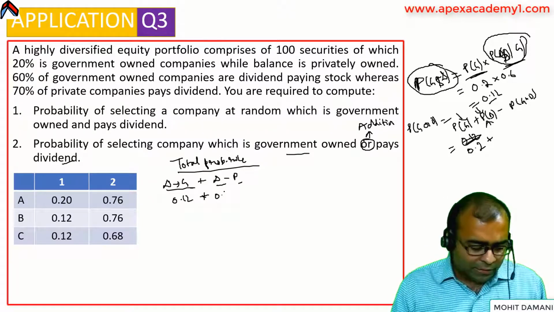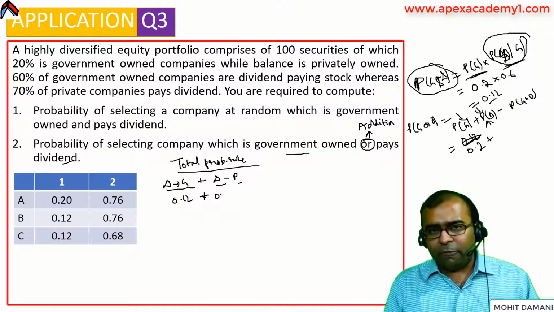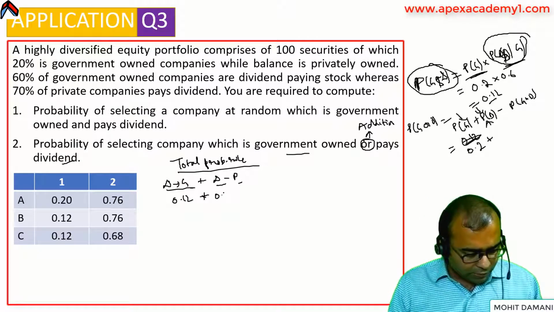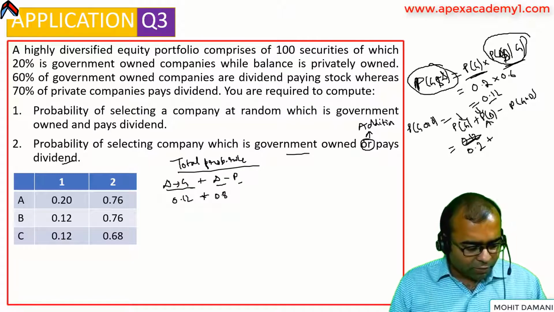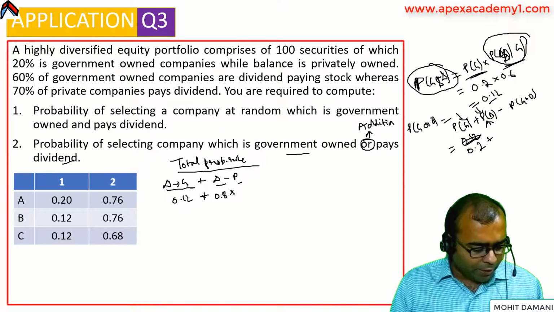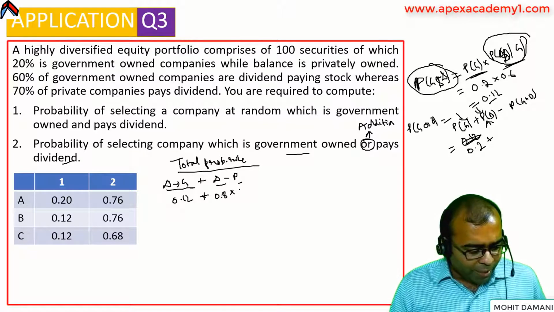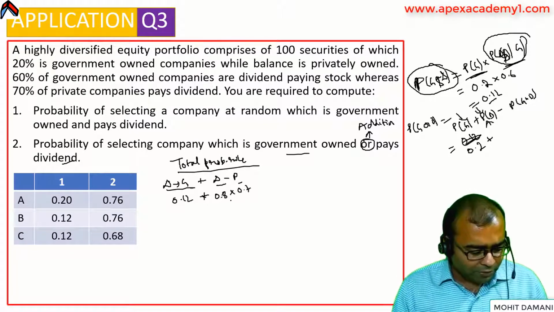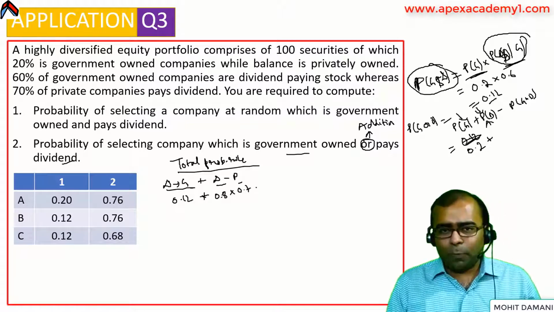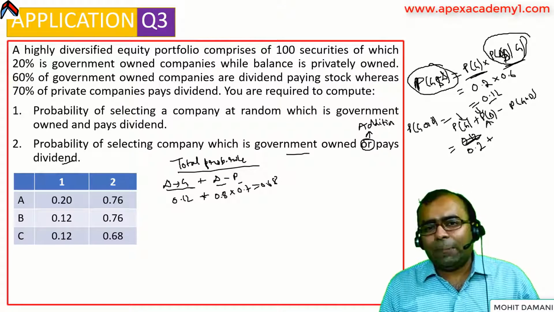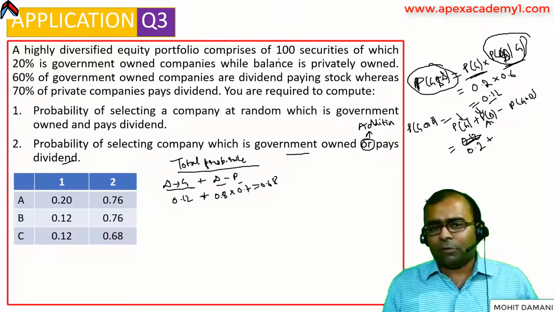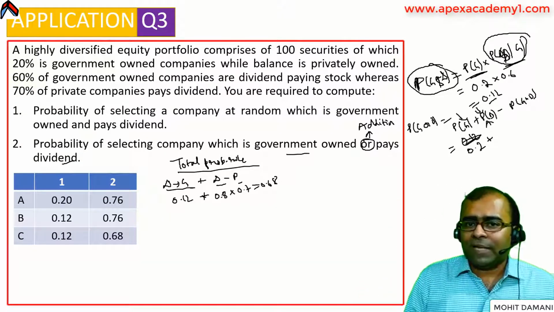The formula is probability of being a private company, which is 0.8, because that was 0.2. So that will be 0.8 into probability of paying a dividend, which is 0.7. So a private company pays a dividend is 0.7. 0.56 plus 0.12, it is 0.68. So there is a 68% chance, or 68 securities out of 100 securities pay dividend.